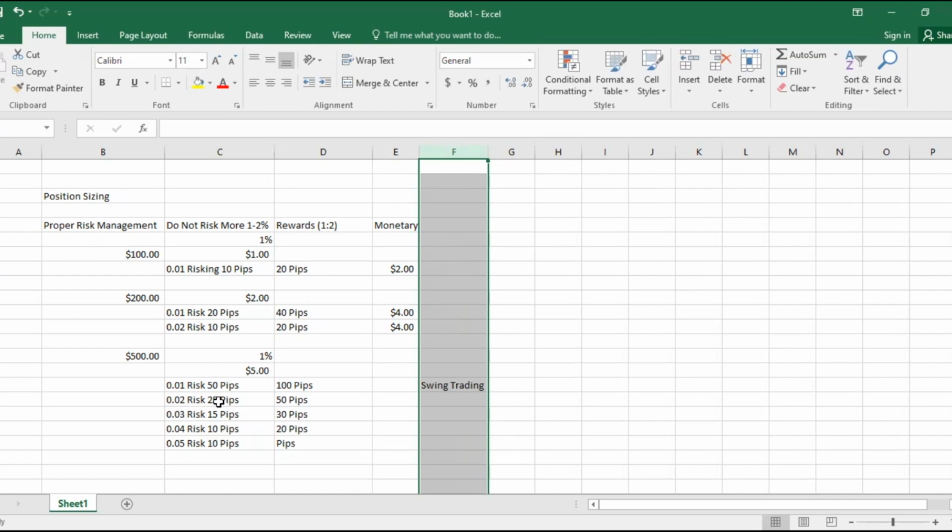So as we minimize the risk, then we can increase the lot size, but still within the 1%. Do not risk more than 1% to 2% of your account. We are working with an example of 1%.